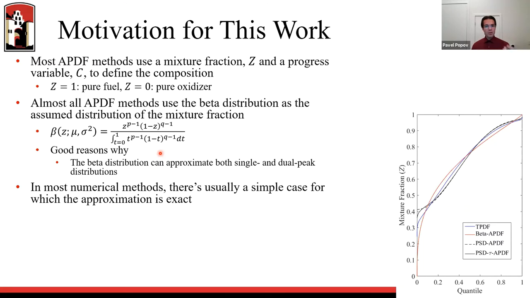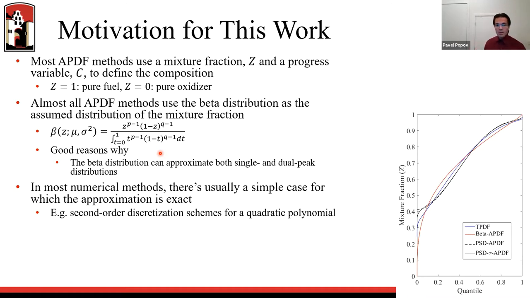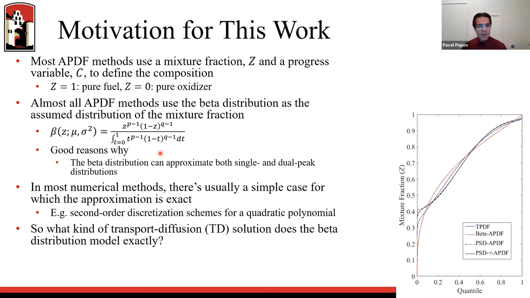And why I particularly got into this problem is that, as we all know, for most numerical methods, there is usually a simple case for which the numerical approximation is exactly correct. So to give you an example which has nothing to do with turbulent combustion, if we are talking about derivative discretization schemes and our function is a quadratic polynomial, pretty much every second order discretization scheme will get the derivative not only to second order error, but it will get it exactly.